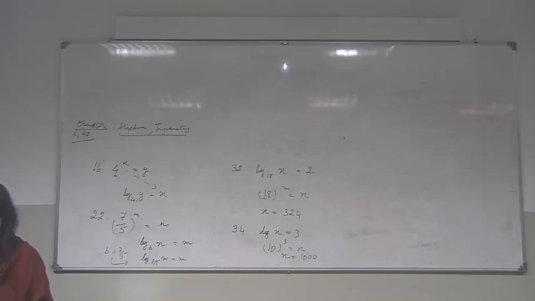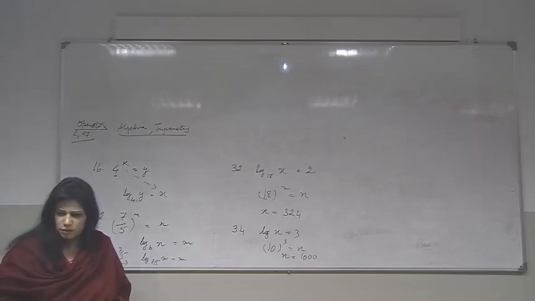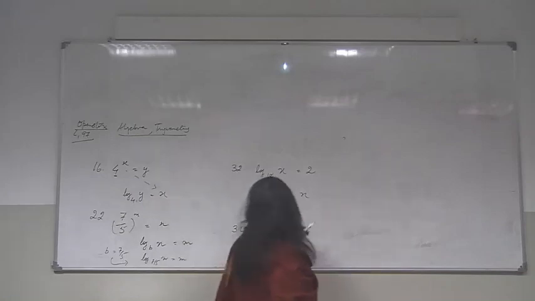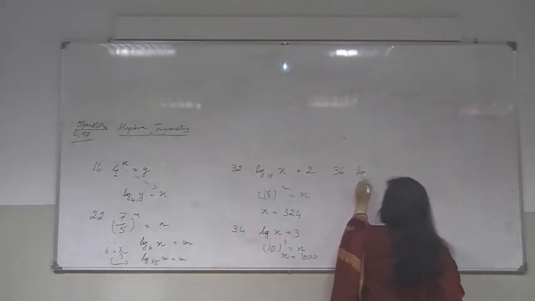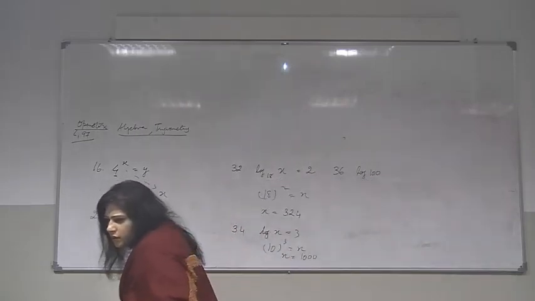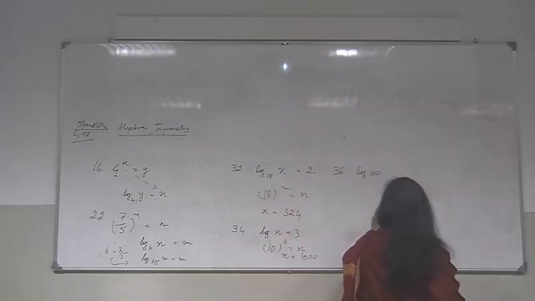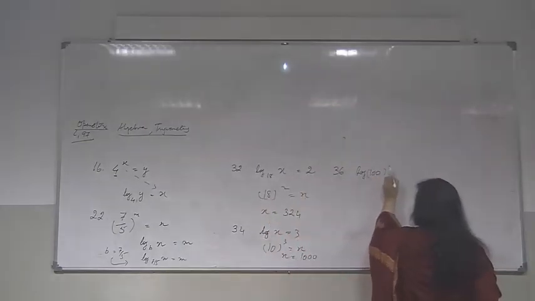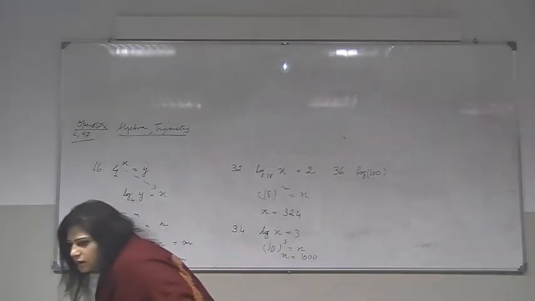And then there are some different ones, like question 36. It says for the following exercises, use the definition of common and natural logarithms to simplify. So here, log 100 raised to the power, it's 8.